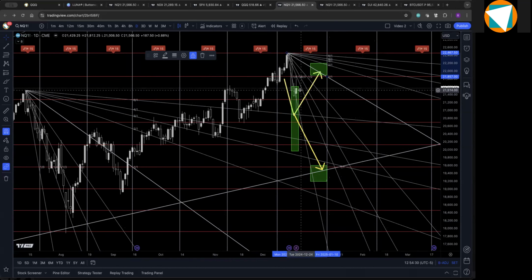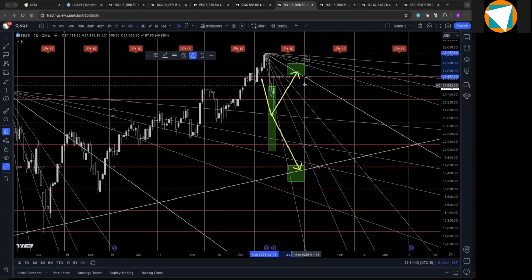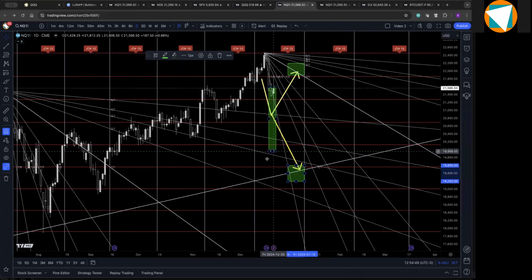So I'm not in a rush to flip bullish here. I need to see more confirmation in terms of price crossing major Gann fans, like at least the 1x2 down and definitely the 1x1. So we'll wait for that. And again, this is why I'm biasing towards this lower target over here.